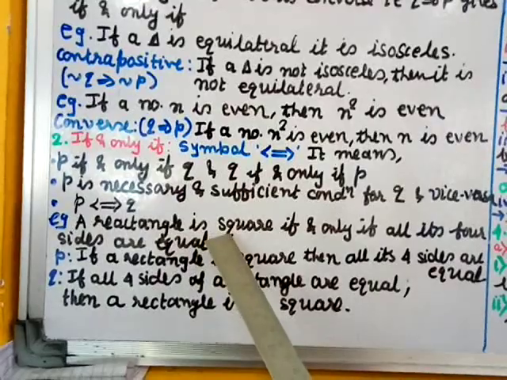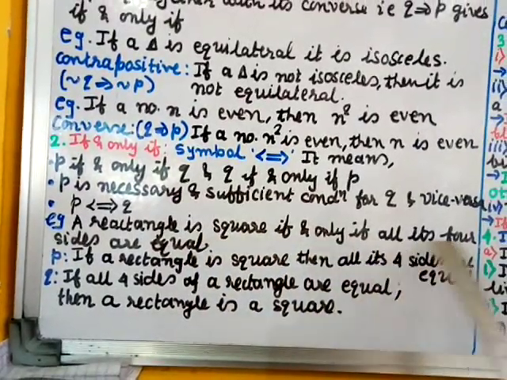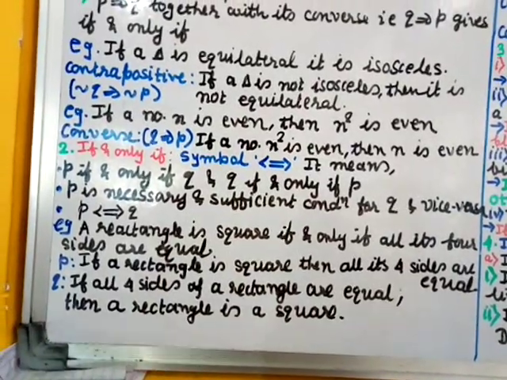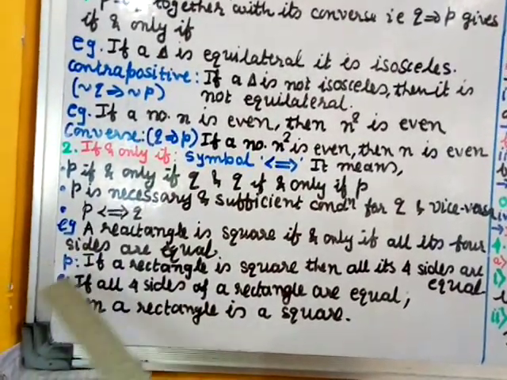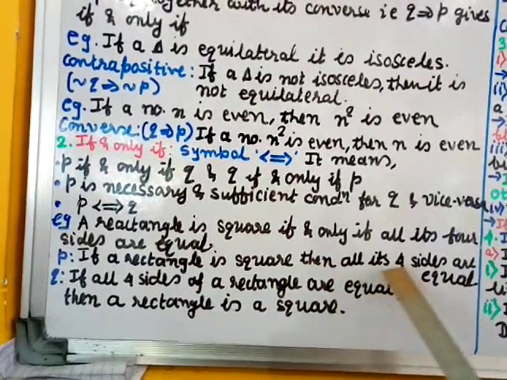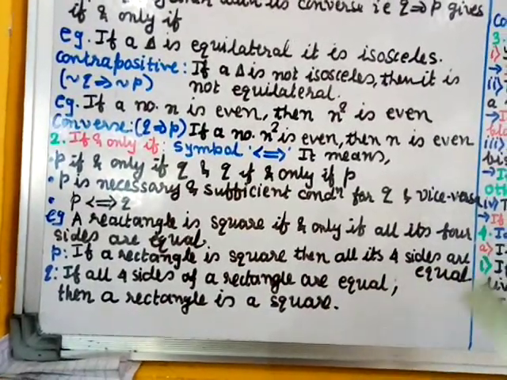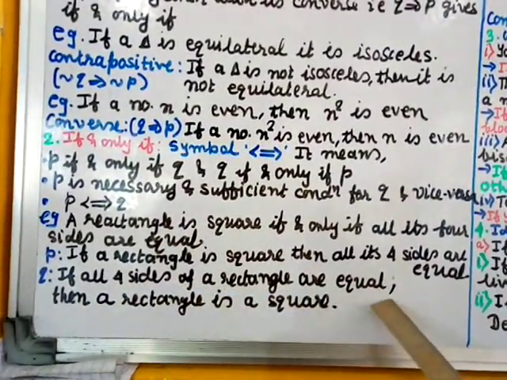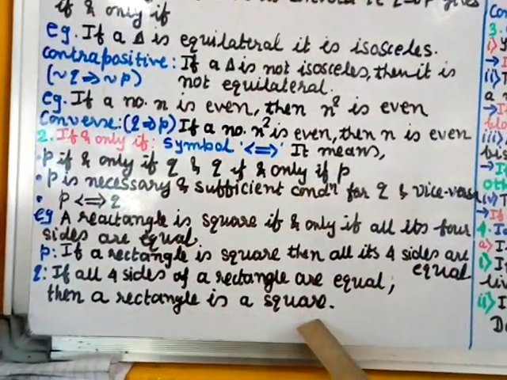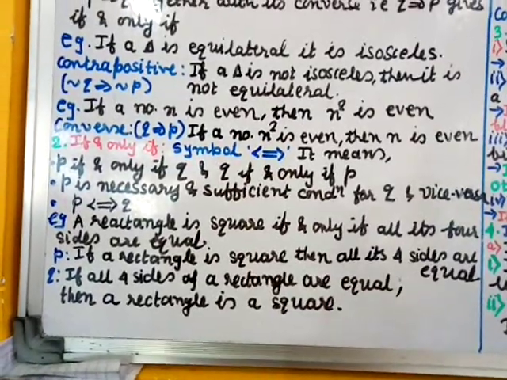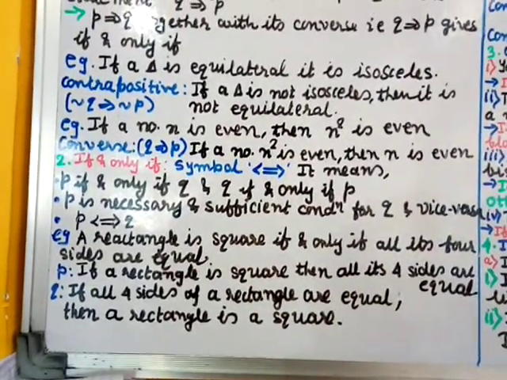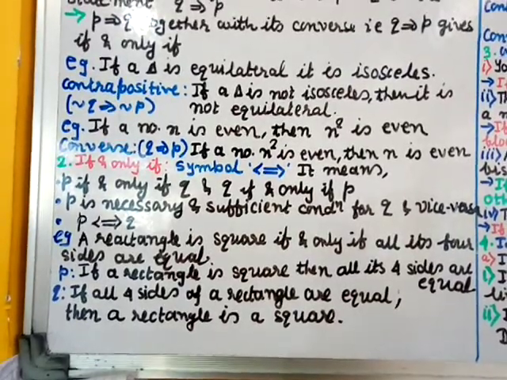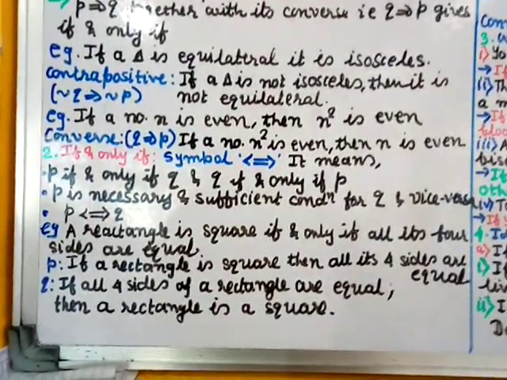A rectangle is a square if and only if all its four sides are equal. We can write this as P implies Q and Q implies P. The first I can write as: if a rectangle is a square, then all its four sides are equal. So I am writing if-then. And the second one: if all four sides of a rectangle are equal, then the rectangle is a square. So here P if and only if Q means P implies Q and Q implies P. That is what if and only if means. So this is the implication.